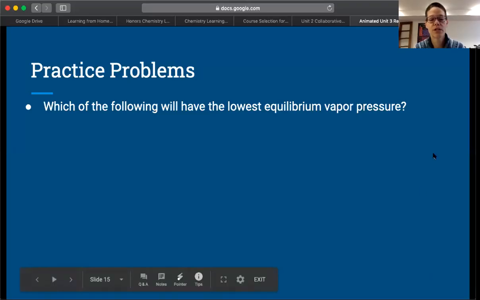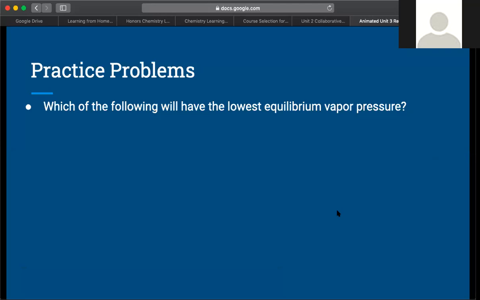Okay. So it says, which of the following will have the lowest vapor pressure? So is lowest vapor pressure, how does that relate to attraction then? Strong or weak? Strong. Because low vapor pressure means you hardly have any vapor. If you hardly have any vapor, that means you have really strong attraction because everything stayed as a liquid. Okay. So which of these basically wants to stay as a liquid?